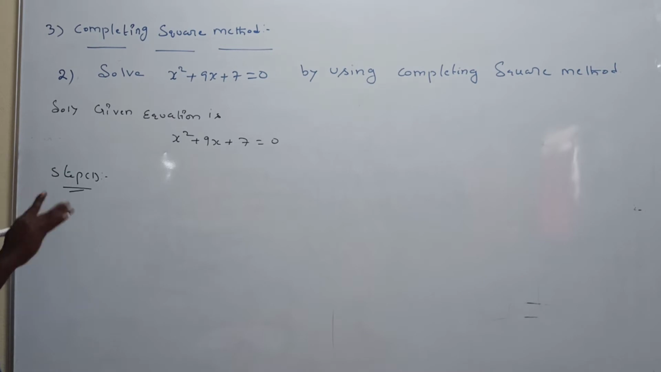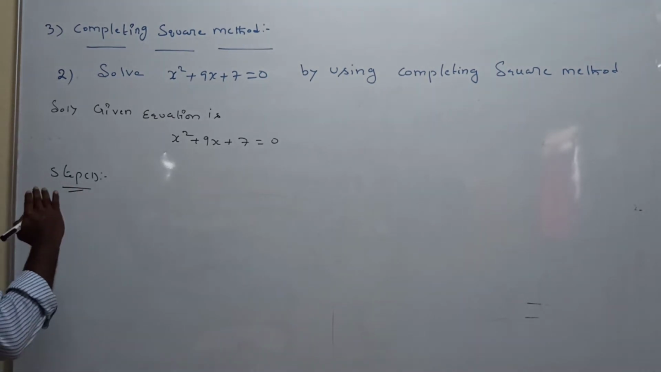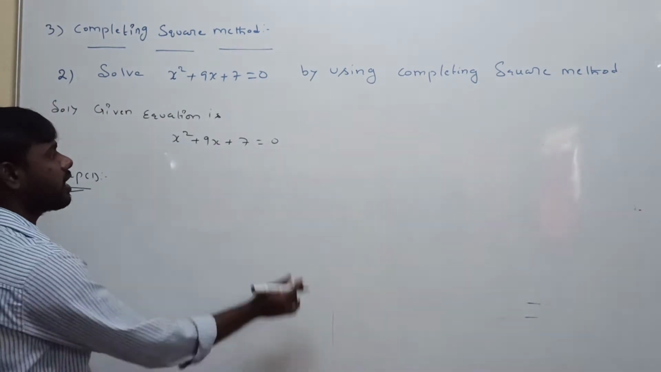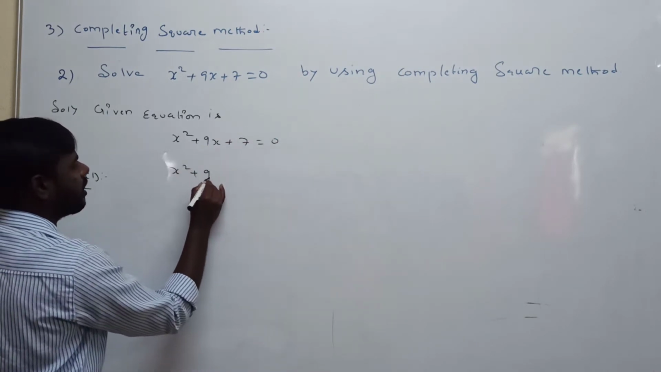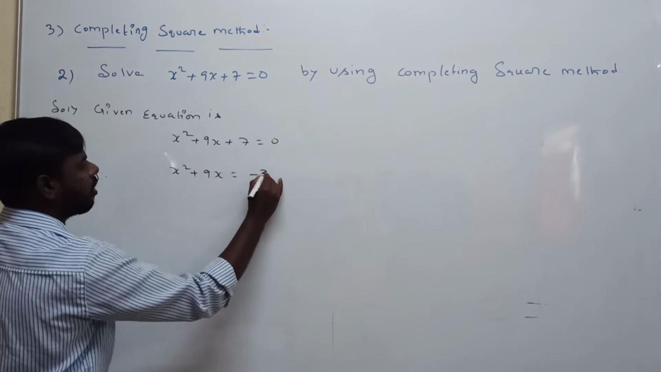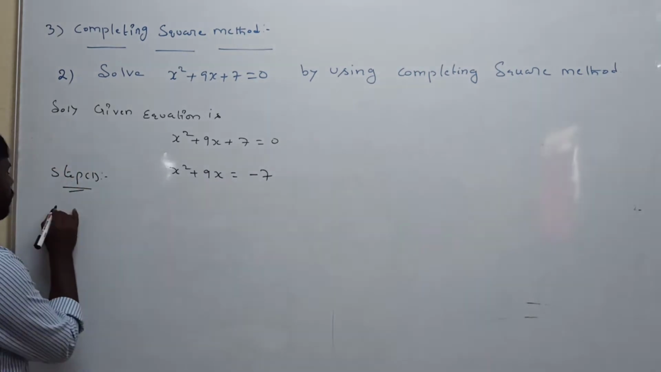So, the step 1 is: on the left of the quadratic equation, take the constant value to the right hand side. Here the constant value is plus 7, take it to the right hand side. X square plus 9x plus 7, take 7 to the right hand side, minus 7 here. The step 2.